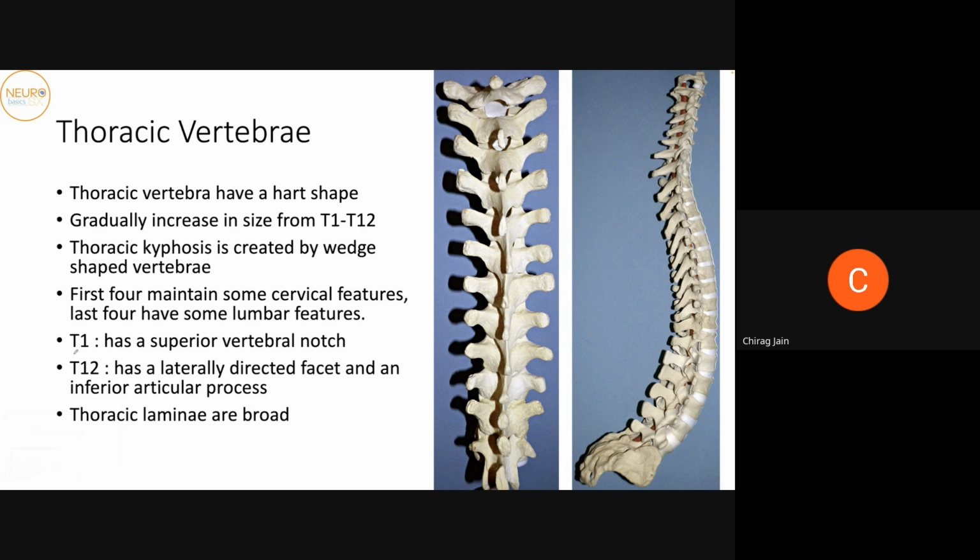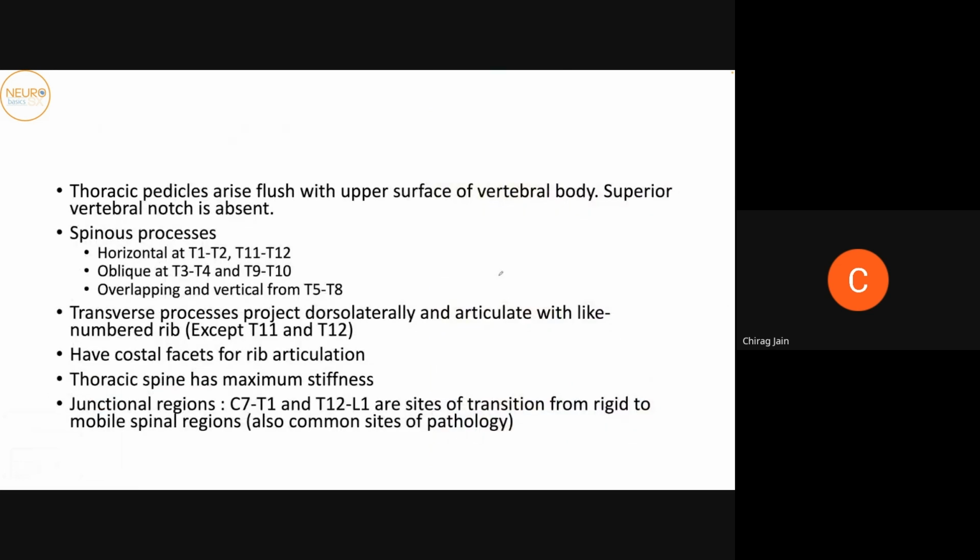The cervical feature of T1 is that it has a superior vertebral notch, while the lumbar feature of T12 is that the facet joint is oriented sagittally rather than coronally. It also has an inferior articular process that is present only in lumbar spines and not in thoracic spines. The thoracic laminae are broad, as we can see over here, and they don't leave a lot of interlaminar space. So it is not as scary to dissect muscle off in the thoracic vertebral region. There's no interlaminar space. It's very unlikely that you'll enter the spinal cord or the dura.